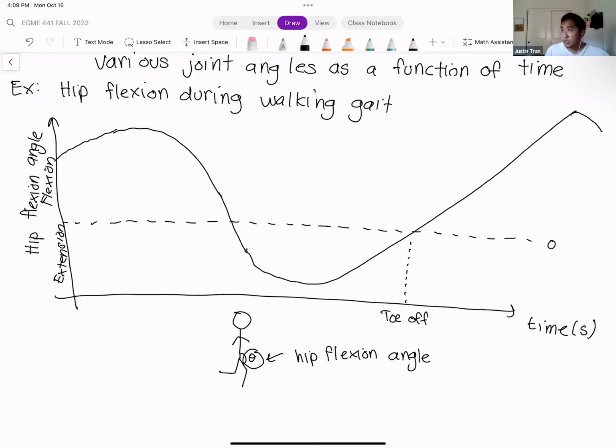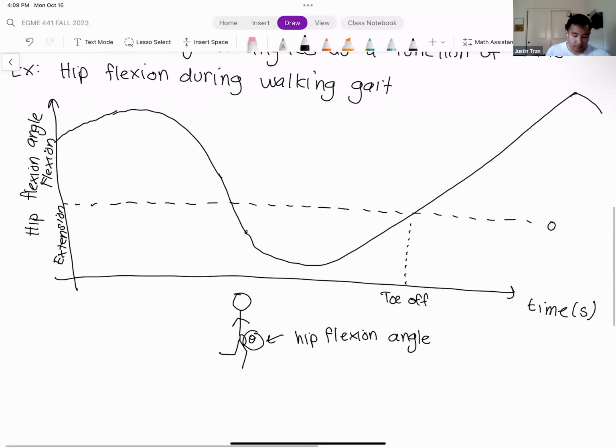So this is a pretty typical graph that you'll see when someone's talking about human kinematics. You want to graph these joint angles as a function of time. Any questions on this? All right. And so we're going to get into kinematics, not next week, but probably the week after that.